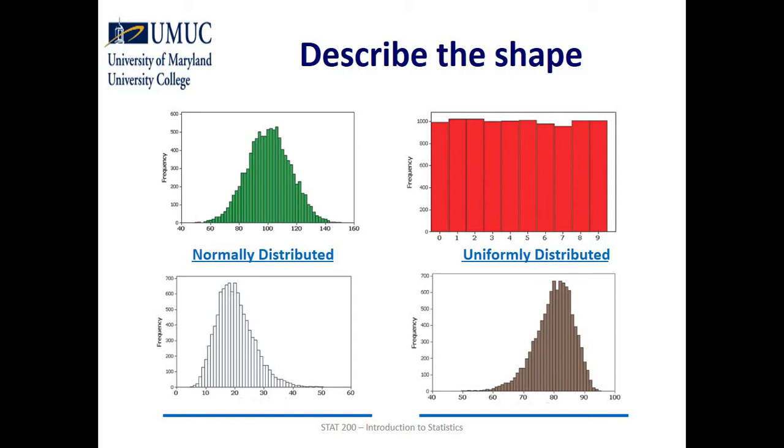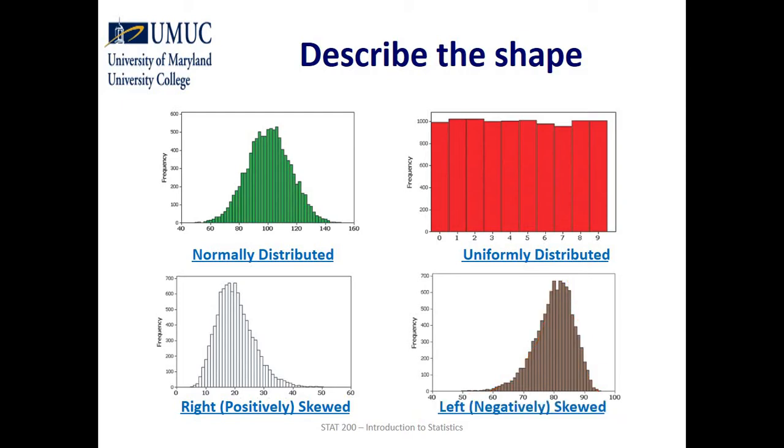Now, if you look at this one in the bottom left, we have some kind of distribution here with a longer tail on the right side. So if it has a longer tail on the right side, what was it? It's right or positively skewed. And then this one, the brown one, has a longer tail on the left, so it's going to be the opposite. It's left or negatively skewed. Okay, hopefully you understand those. If there are any questions, feel free to email me.